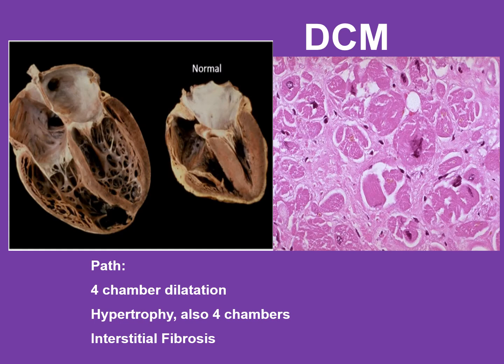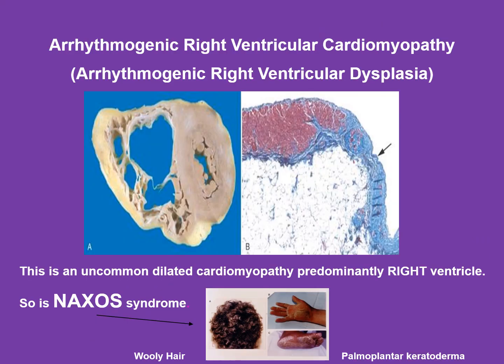So there's a four-chamber dilatation, and the microscopic examination shows a lot of interstitial fibrosis here. This is a special type of dilated cardiomyopathy called arrhythmogenic right ventricular cardiomyopathy. So the heart is dilated, but if we examine it under the microscope, the heart is replaced by fatty tissue. So this is an uncommon dilated cardiomyopathy, predominantly at the right ventricle.